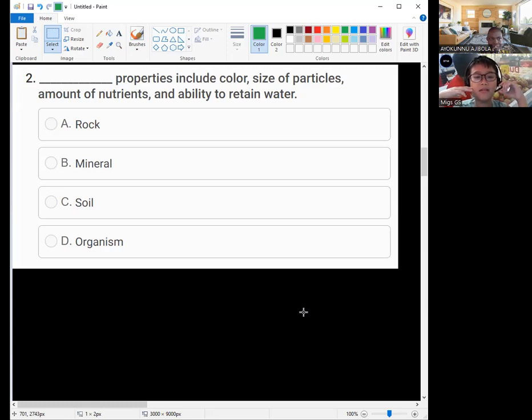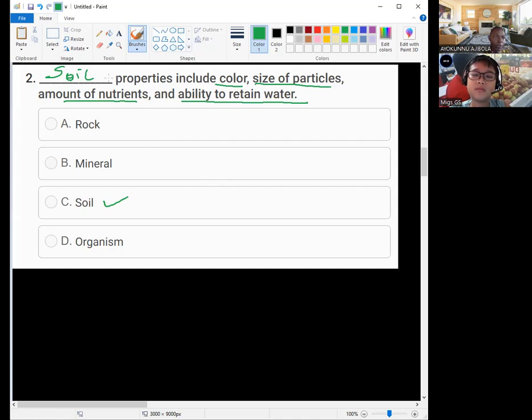Mineral? When we talk about the size of the particles something contains, we are talking about soil, right? Yup. So we can put soil in. Soil properties include the color of the soil, the size of particles of the soil, the amount of nutrients the soil contains, and the ability of the soil to retain water. Is that clear? Yup.